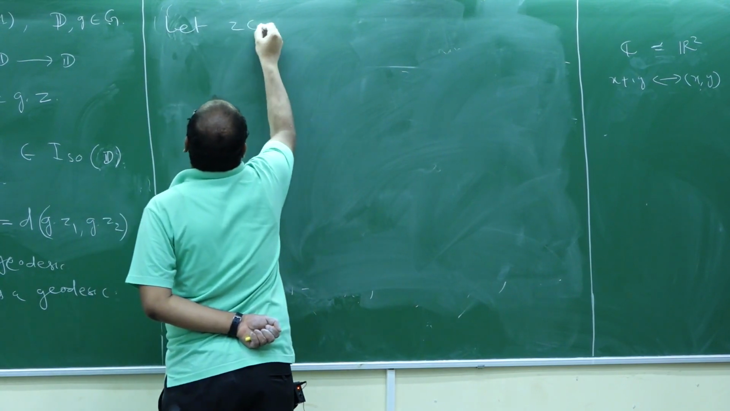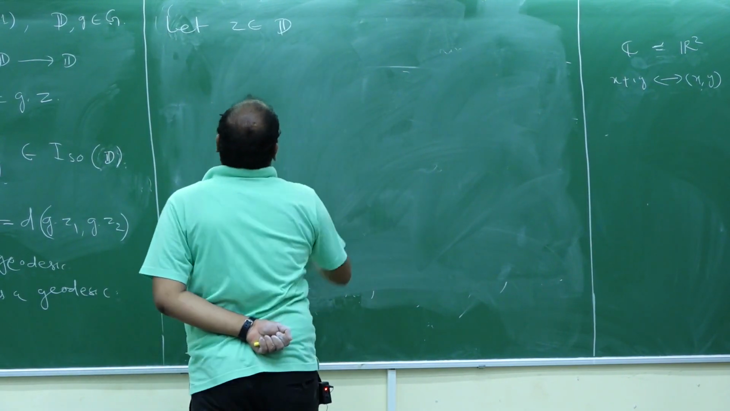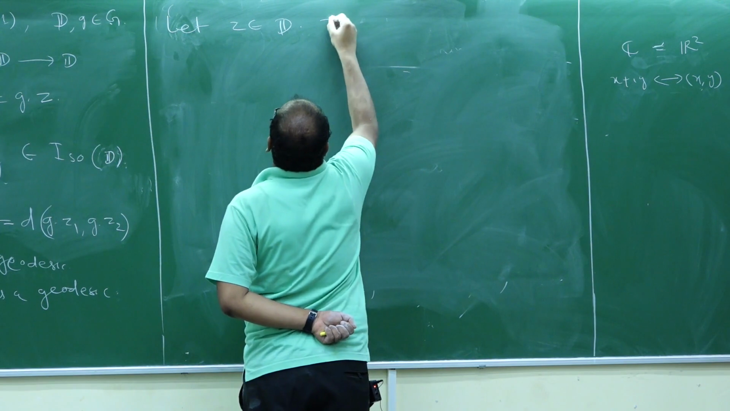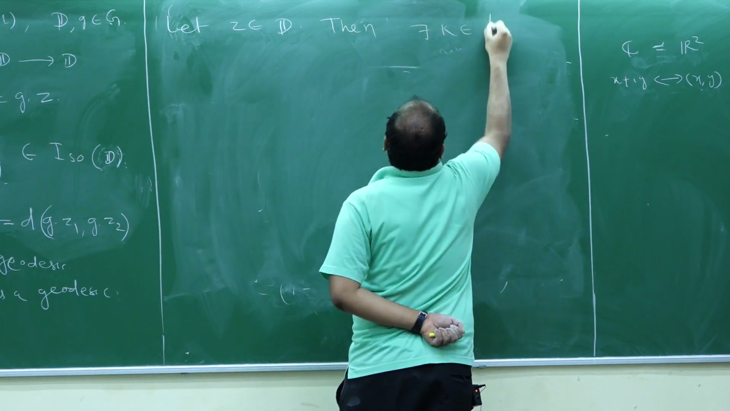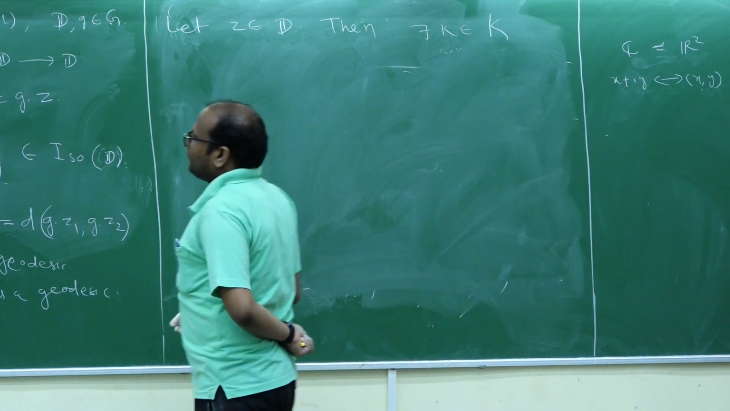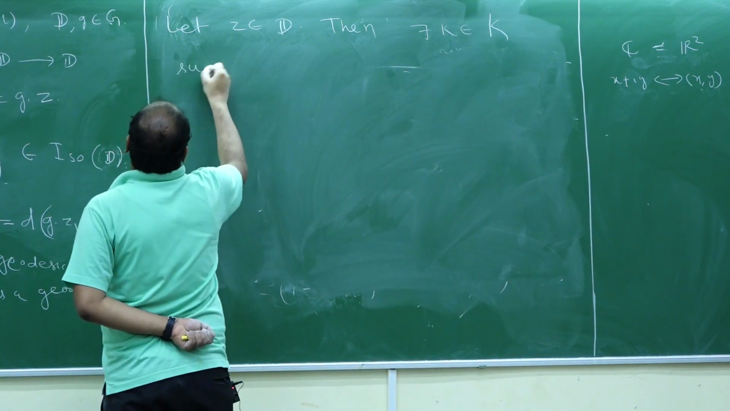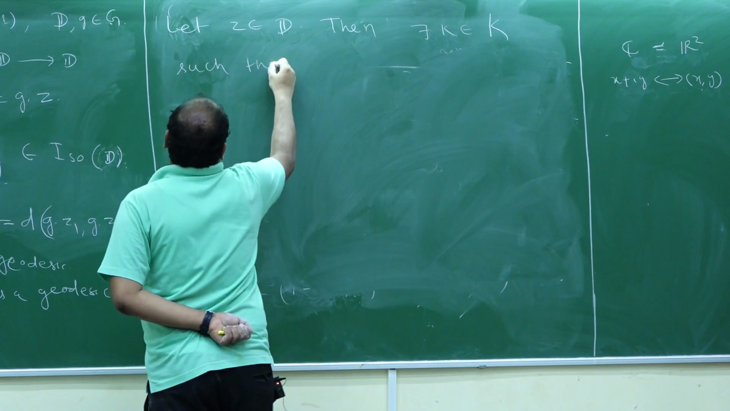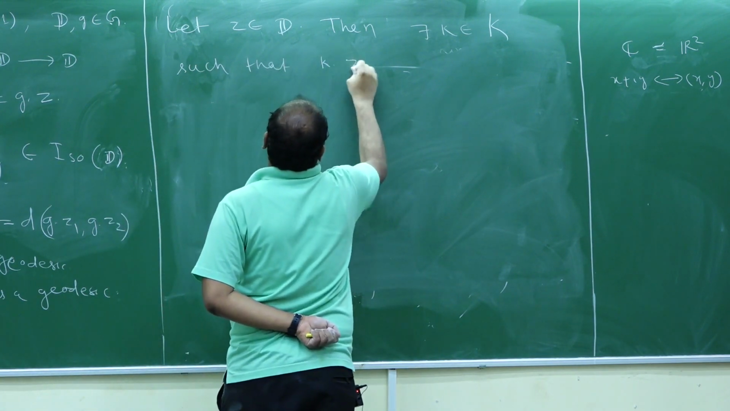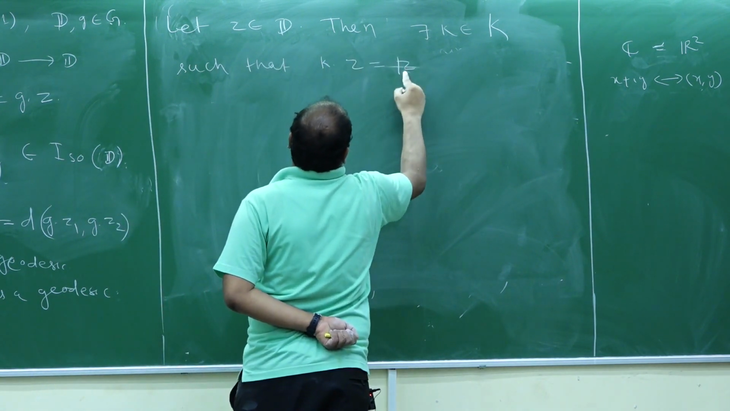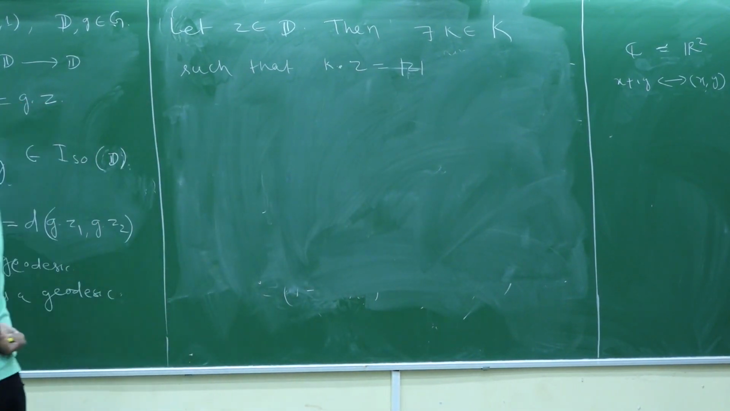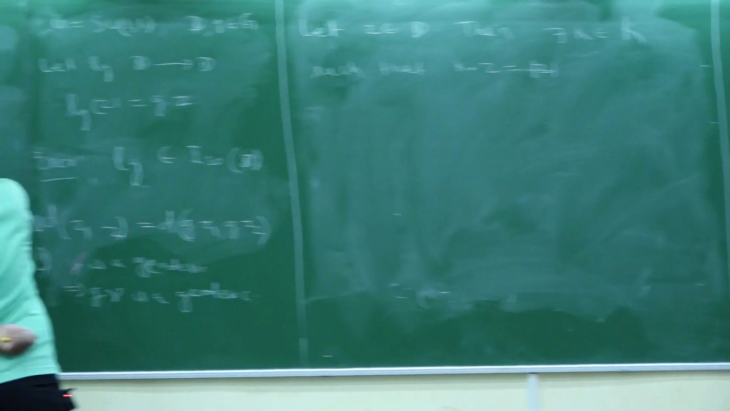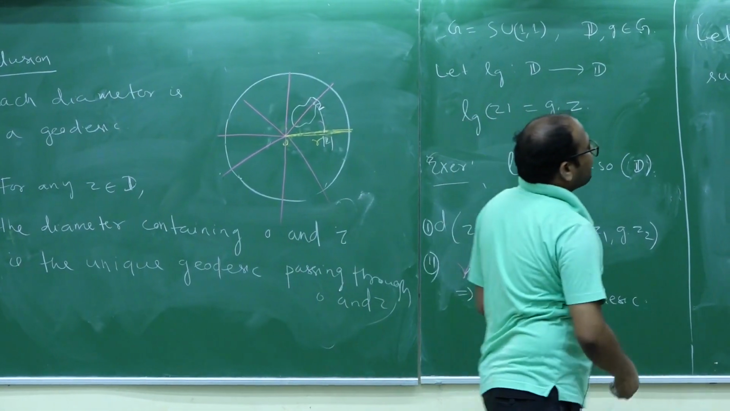Now let Z belong to D. Then we know that there exists some K belonging to A such that K dot Z is mod Z. Then if you rotate that, you will get to this mod Z.